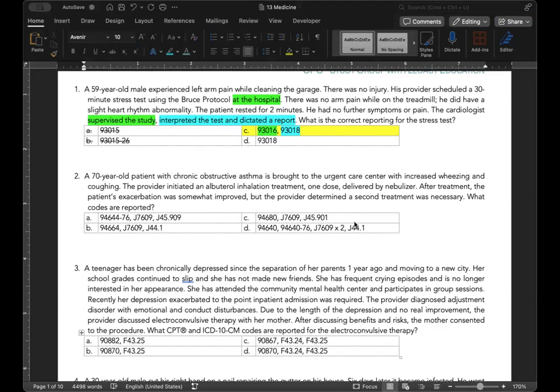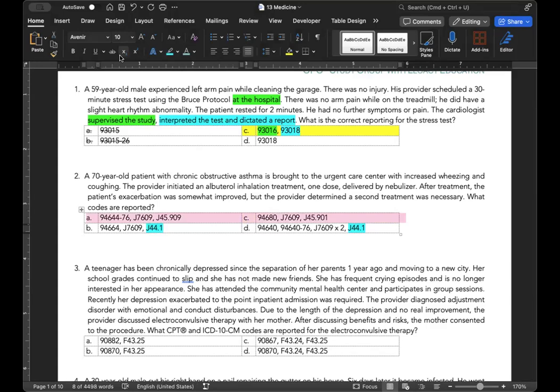J44.1 is your chronic obstructive pulmonary disease with acute exacerbation. Does that sound like what we've got? So chronic obstructive pulmonary disease with acute exacerbation. Yep. So J44.1 is going to be our code for ICD-10. So we're going to rule out A and C.